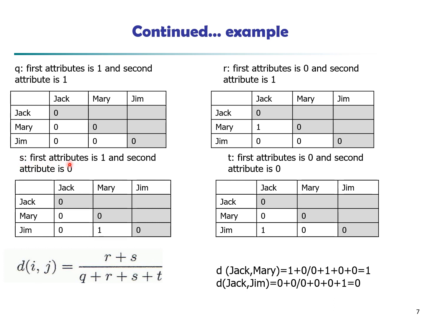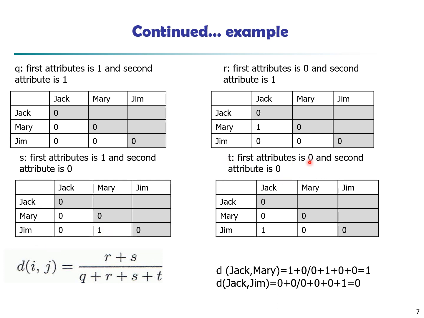In S, we will have the first attribute as 1 and the second attribute as 0. Now, Jack is the first. Is it 1? No, because even with Mary, Mary is 1, so no. Jack 1 and Jim 0? No, because Jack is 0 and Jim is 0. Now, Mary is 1 and Jim is 0? Yes, so we have here 1.